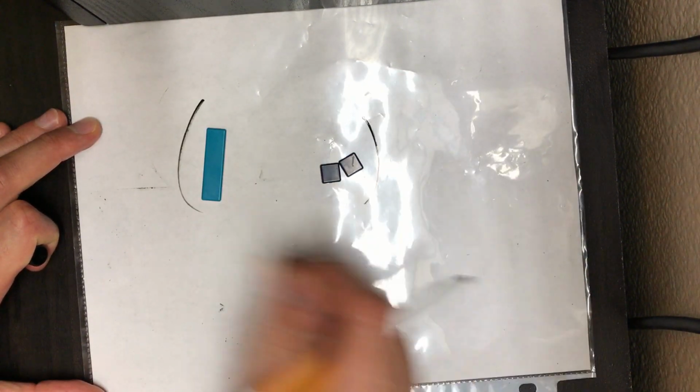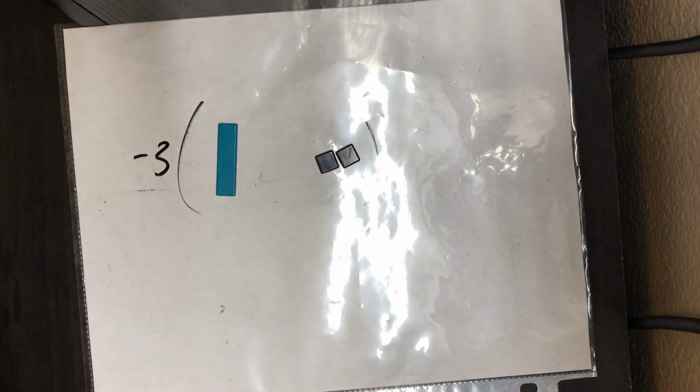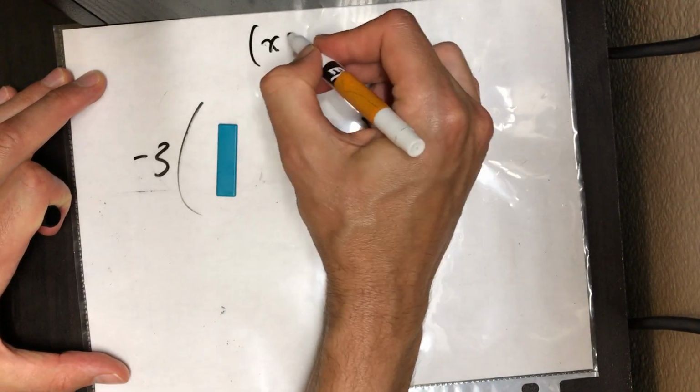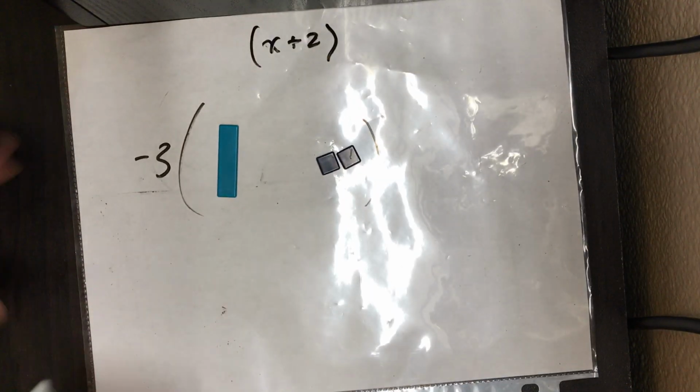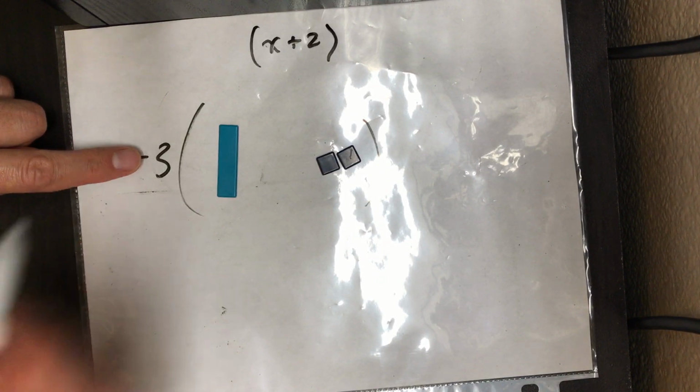Okay, so there's my group, and on the outside I have -3. What is going on? Let's first talk about what's inside our group. We have one positive x and two ones. That's the same thing as, let's write that up here, x plus 2. Outside, if I covered up the opposite symbol, that says I have three groups of x plus 2, right?